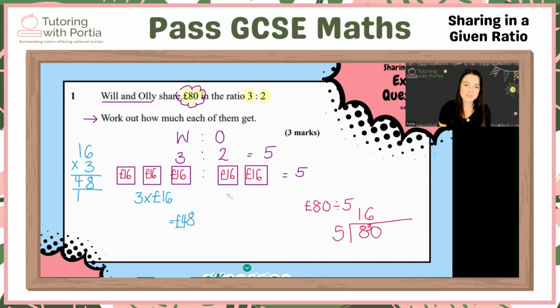And then Ollie has 2 parts. And we know that from what we've said at the beginning and looking at our diagram. So he's got 2 lots of 16. And that equals £32. Again, if you weren't sure how to do that mentally, that's absolutely fine. You can do a jotting at the side of your page. So our answer is that Will has £48 and Ollie has £32.